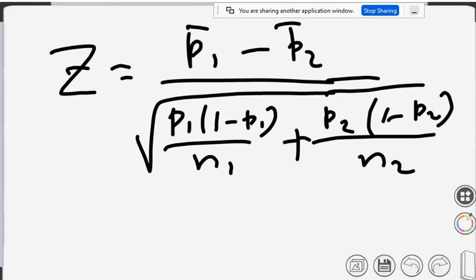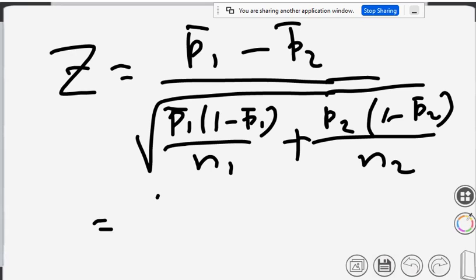Population proportion is not given here. If you look at the note in 4, I have written if population proportion is not given, then for large samples population proportion can be substituted by sample proportion. So here we will be using sample proportions. So instead of P1, P2, we'll be using P1 bar and P2 bar. So in this case, what will be the value? So calculate.